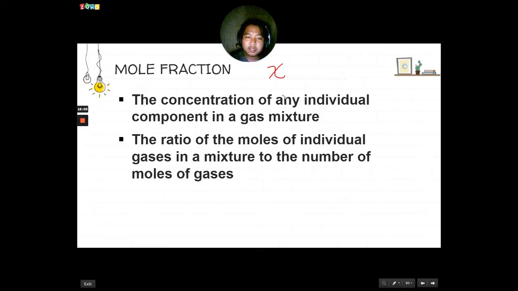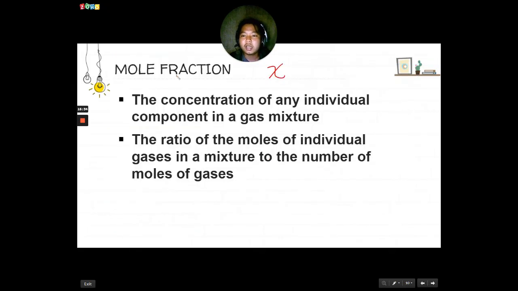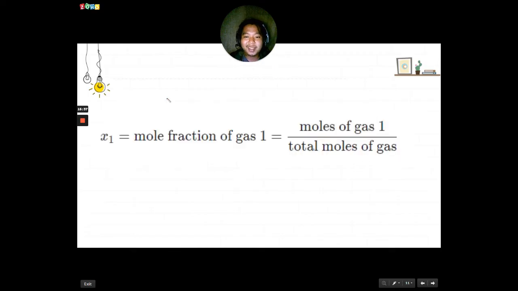Now, what is a mole fraction? By the name itself, it's just a fraction of the total number of moles. For this case, the mole fraction of butane will simply be 2 moles over 2 plus 8, because the total number of moles of the mixture of gases is 10. That would be 2 over 10. That's the mole fraction of butane. The mole fraction of propane would be 8 over 8 plus 2, or 8 over 10. That's the mole fraction. Again, the fraction of the moles. This is the formula.